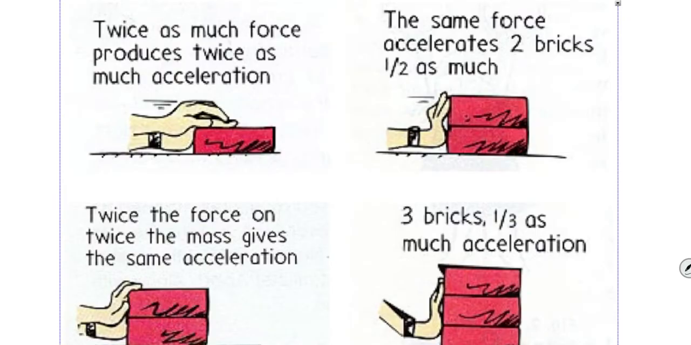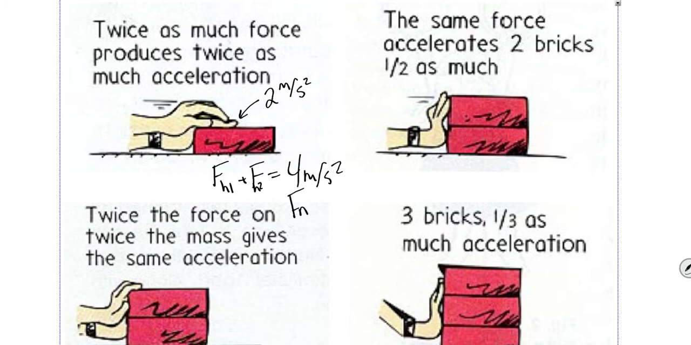So a couple ideas here. Twice as much force produces twice as much acceleration. So if you said that one hand is going to have a 2 meters per second squared acceleration, then your force of hand 1 plus force of hand 2, that's going to be 4 meters per second squared. So your net force, relating that back to the last one, would be 4 meters per second squared, which is both of those hands pushing on that.